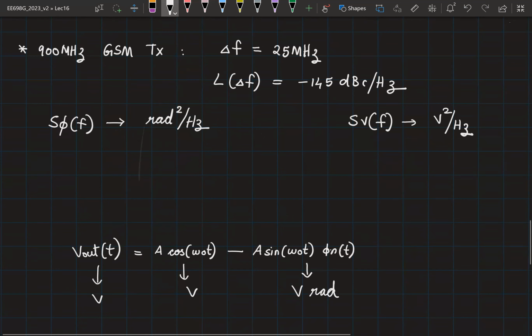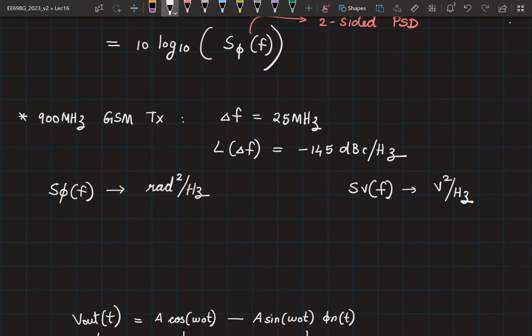Right. So if you ask me what is the dimension of S phi of f, I would simply say 1 by hertz. Okay, so there is no dimensional inconsistency.